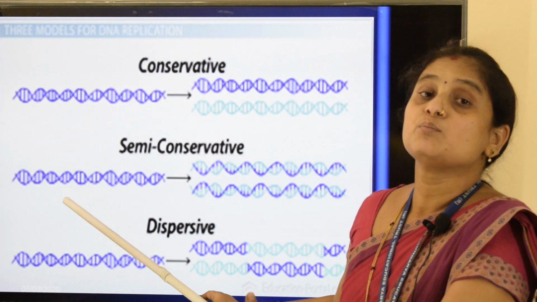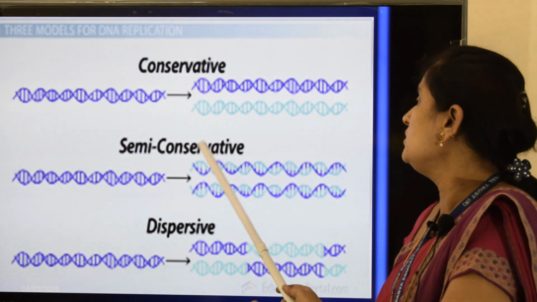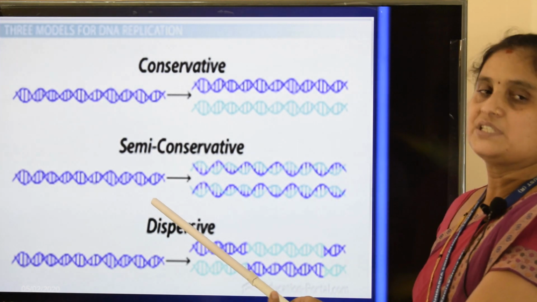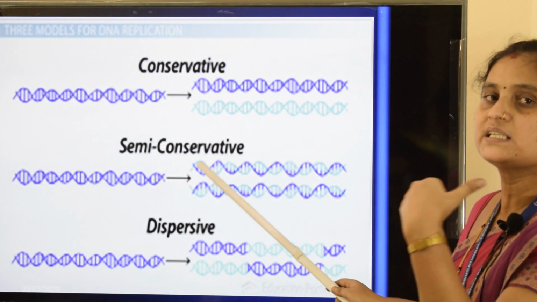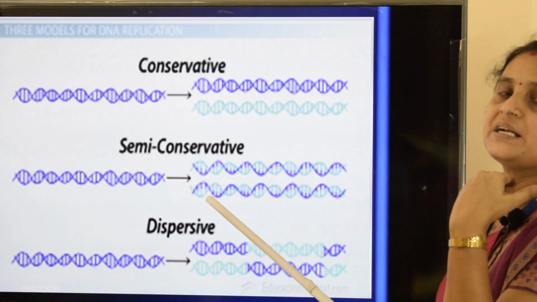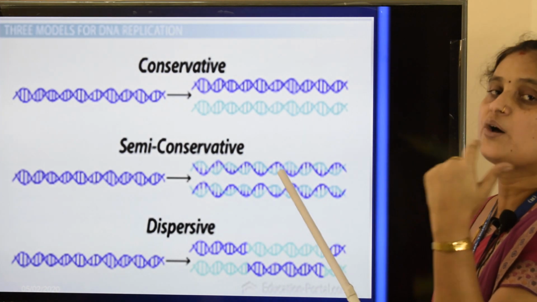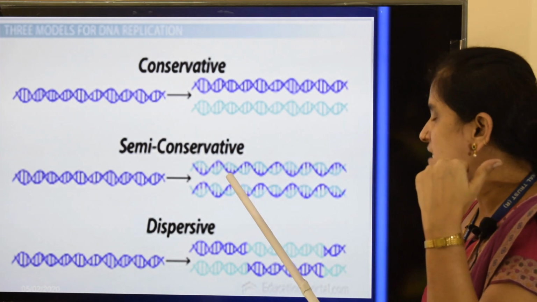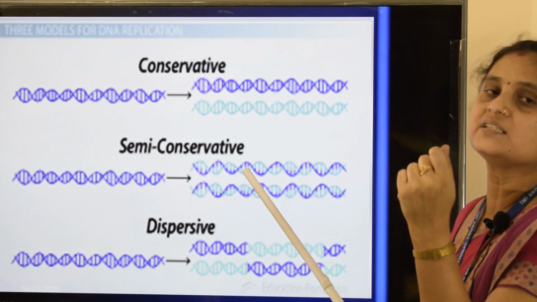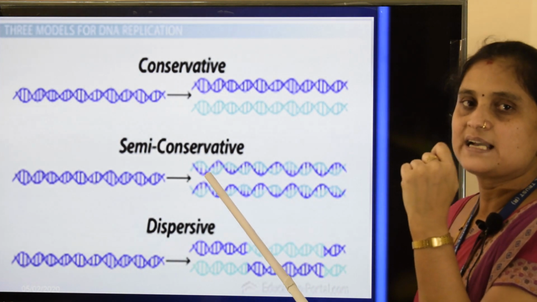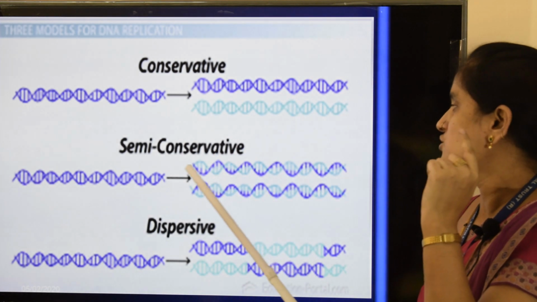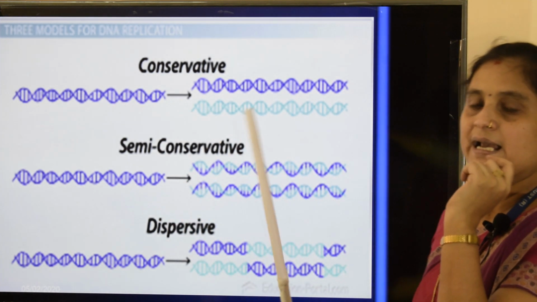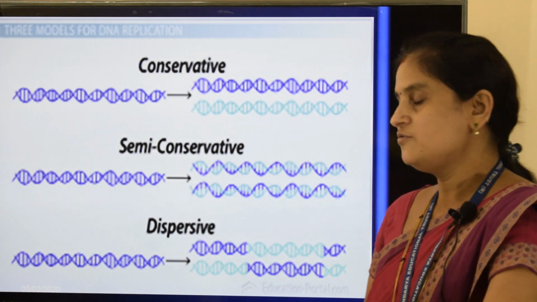And finally, which one was the most accepted model? That is the semi-conservative DNA replication model, which was proposed by Watson and Crick. According to them, each DNA molecule, which is double stranded, is going to be separated into two single stranded DNA molecules, and each one of them acts as a template. On each template DNA, or you can say parental DNA, a new strand is going to be synthesized automatically. So as one of the parental DNA strands is conserved in the newly formed daughter DNA, it is considered semi-conservative. Semi means half. So 50%, one of the strands of the parental DNA will be conserved in the newly formed daughter DNA. Hence it is considered a semi-conservative method of DNA replication.